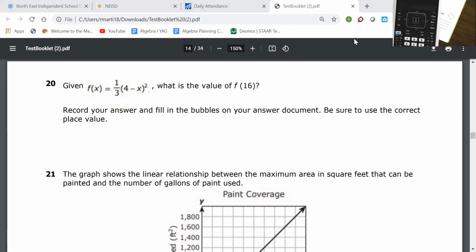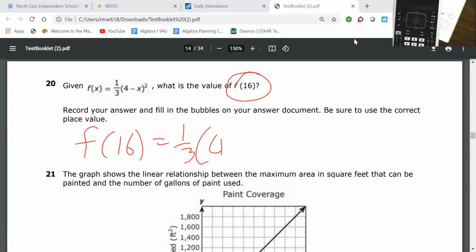Anytime you're given something that looks like this, or it may look like this, they may put it over here, kind of in place of that. All that says is I have to put in a 16 wherever there's an X. If there's more than one X, you put it in all of them. If there's only one X, you put it in that X.